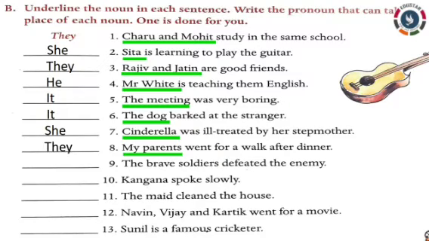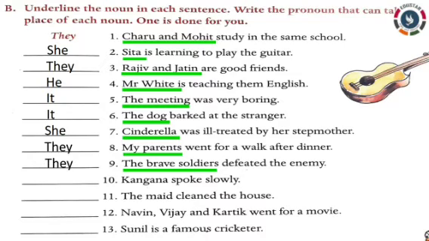Good. Ninth sentence. The brave soldiers defeated the army. Here we are talking about the brave soldiers. Again, these brave soldiers are in the plural form and it comes before the verb defeated. So, use the subject pronoun they.